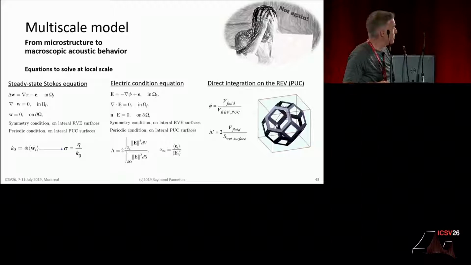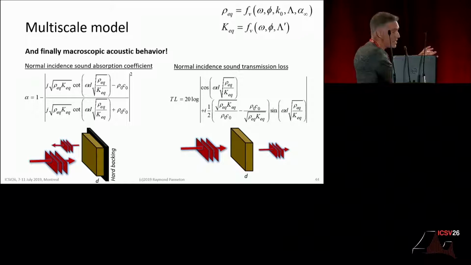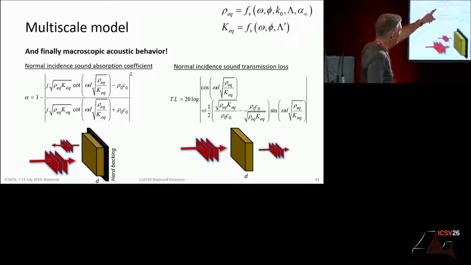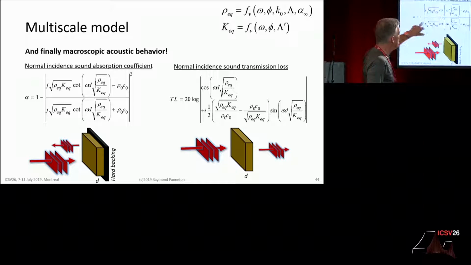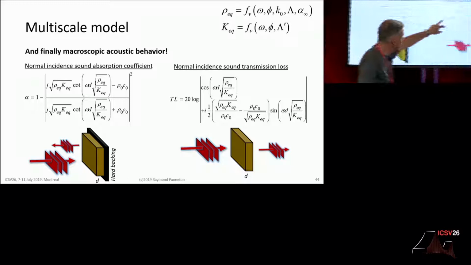Well, finally, from these intrinsic parameters, we feed the acoustic models for the equivalent density and bulk modulus that are used in this equation to derive the sound absorption coefficient in normal incidence and the transmission loss in normal incidence.